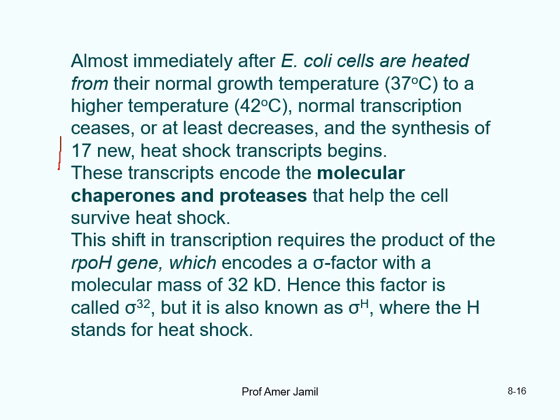This shift in transcription requires the product of the RPOH gene, which encodes a sigma factor with a molecular mass of 32 kD. Hence, this factor is called sigma 32, but it is also known as sigma H, where H stands for the heat shock. So 32 is the molecular mass and H for the heat shock. You can say sigma 32 or sigma H, it is the same, and it is the product of the RPOH gene. So these 17 genes are expressed just by changing the sigma factor. The cell doesn't have to use some repressors, activators and all that. They just change the expression by having this sigma factor.